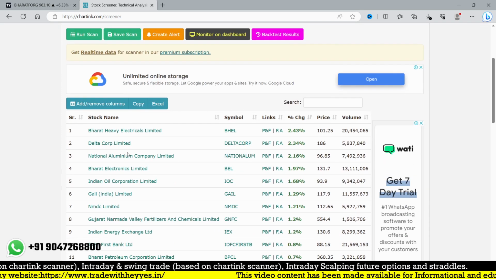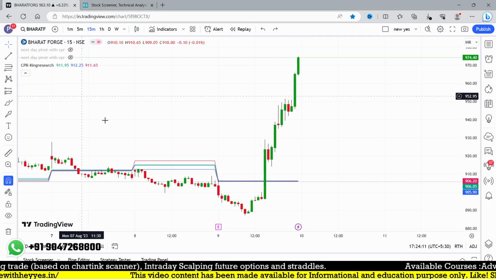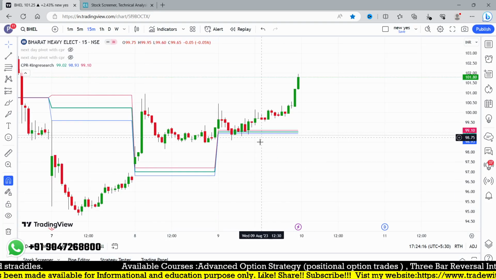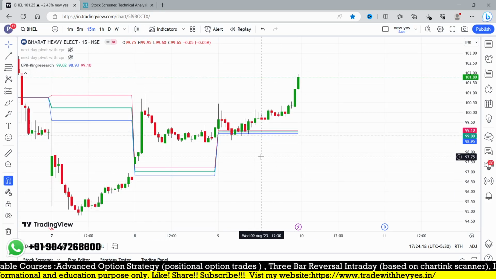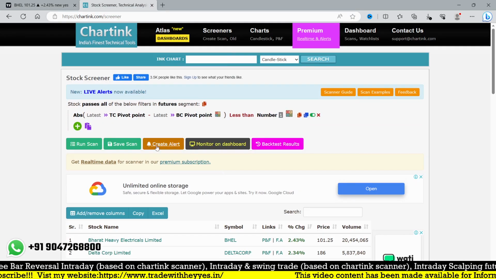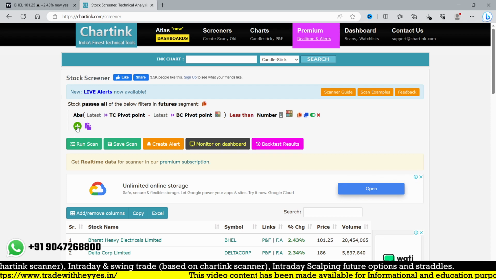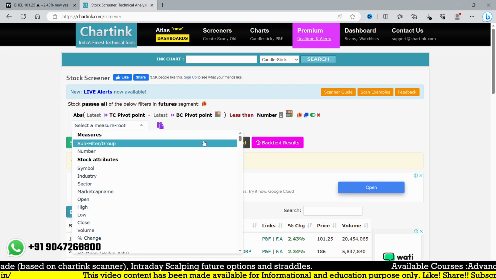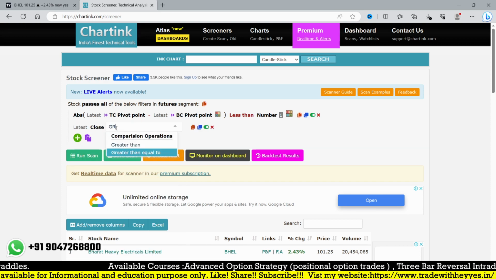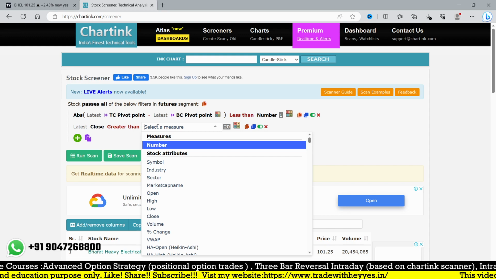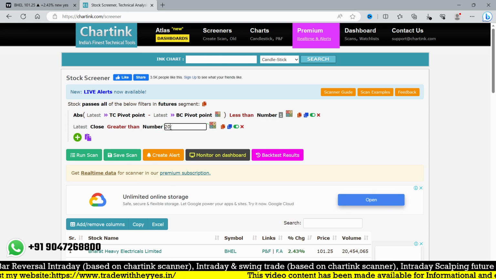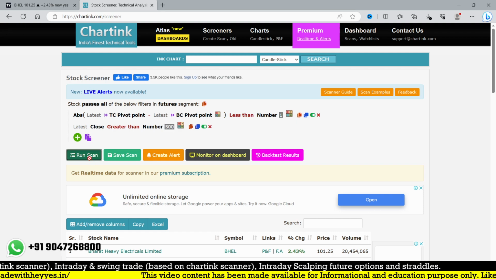So you can see BHEL, Delta Corp, and National Aluminium, because the stock value is very less. If you are using 1 rupee, so many stocks will be there because the gap of this particular stock is very low. But if the stock value is more than 500 or 1000 rupees, then this will be working. So for example, the close price, that means the latest close, must be greater than. For example, if it is a 500 stock, the CPR would be just simply a number 500. So less than 1 rupee means that should be narrow.